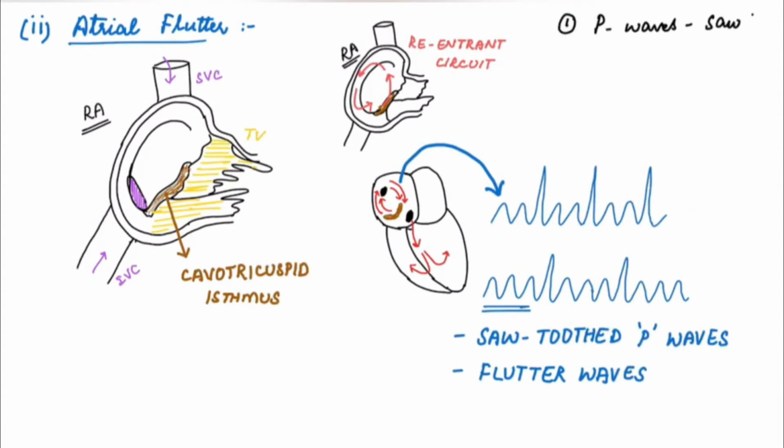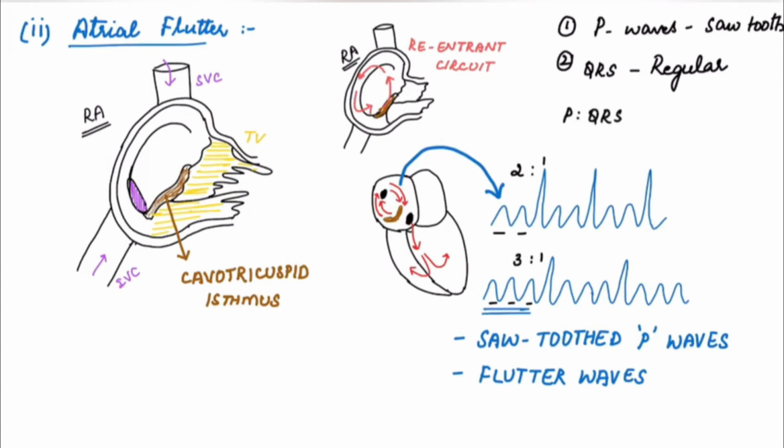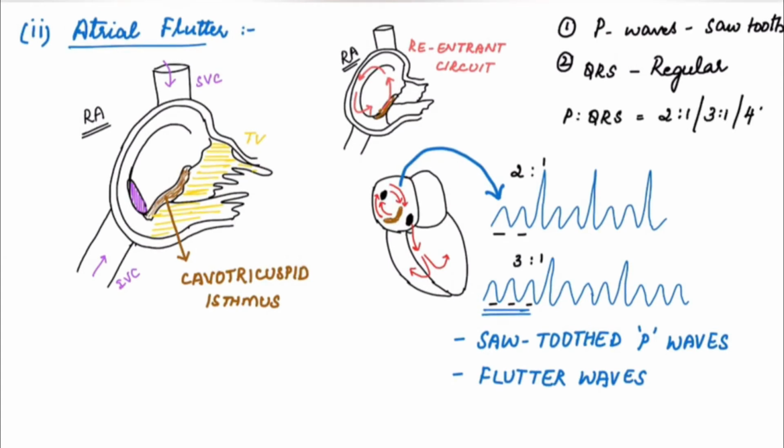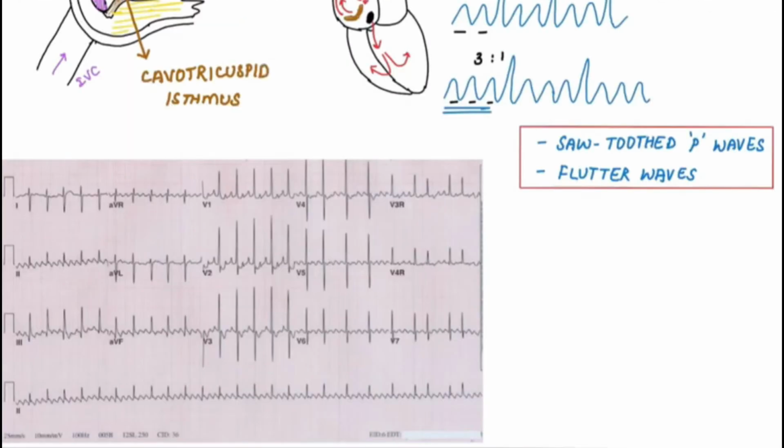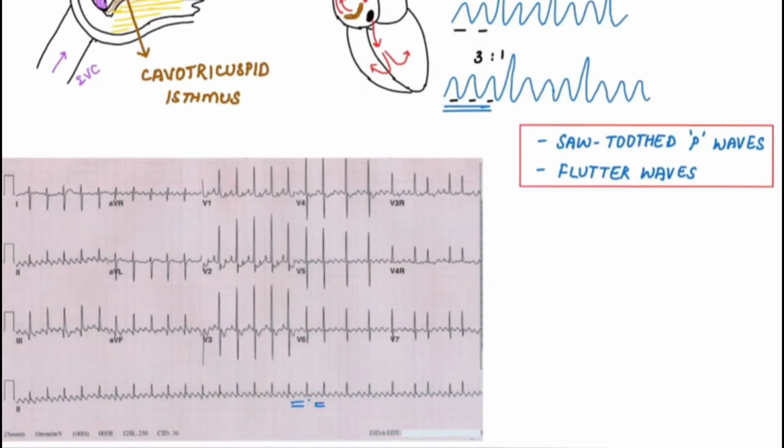So on an ECG, see that the P waves are saw-toothed in morphology and the QRS complexes are usually regular. And the P waves to QRS complexes can be in the ratio of 2:1, 3:1 or 4:1 depending upon how many times the impulse is causing atrial contraction. Now we'll look at an ECG. So here very clearly you can see the flutter waves. So there are 3 P waves and then there is a QRS complex. So this is a 3:1 type of flutter.